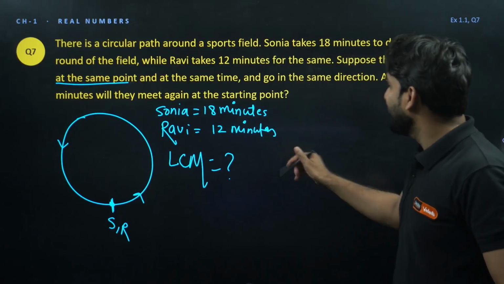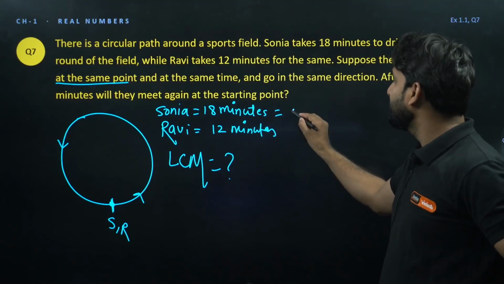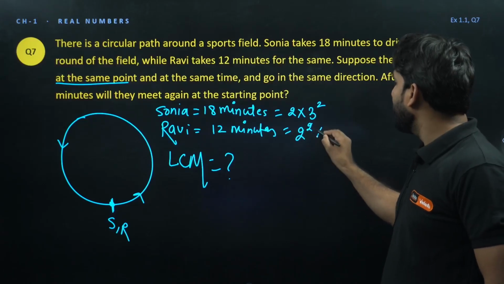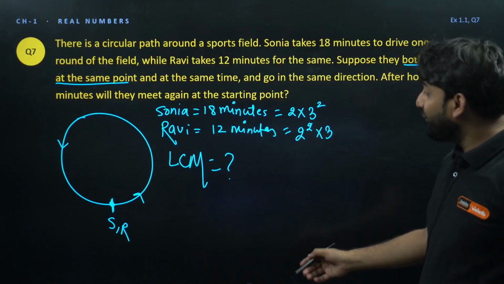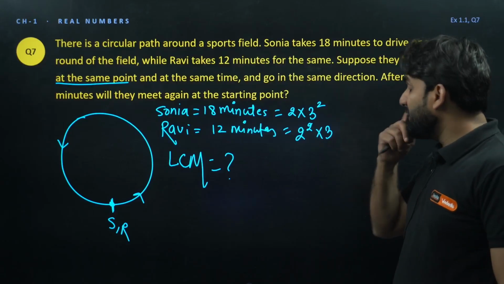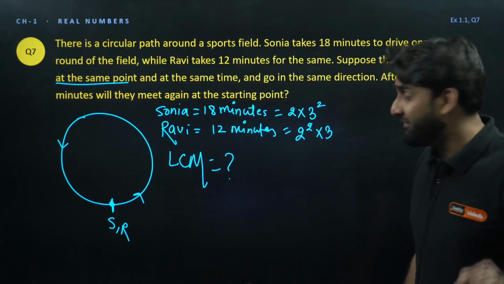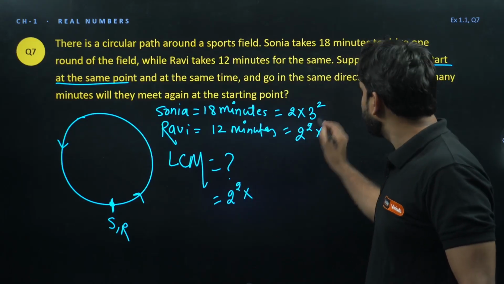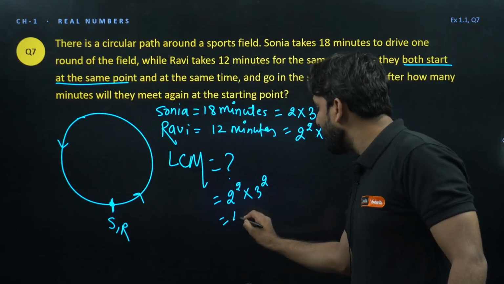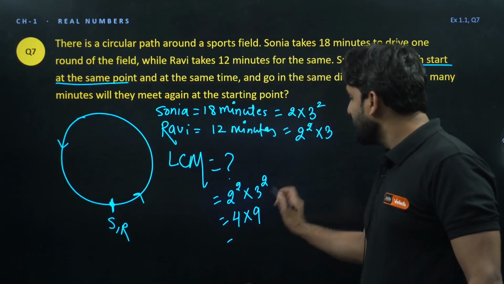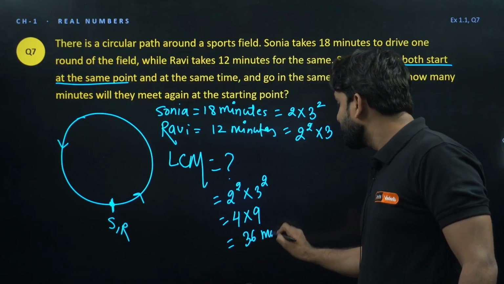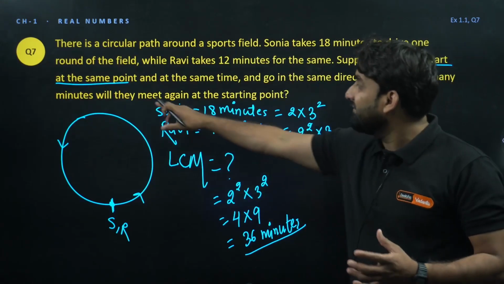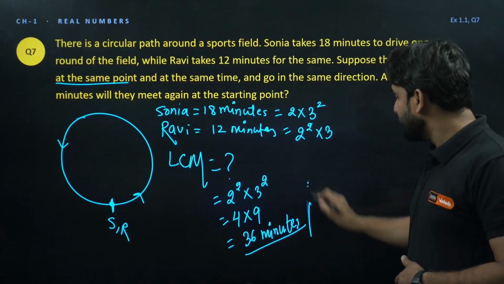This is also a trick. So let's write the prime factors of this. 18 can be written as 2 into 3 square, and 12 can be written as 2 square into 3. Now for LCM, what do we have to take? My dear champion, we all know for LCM we have to take the highest power. For 2, the highest is 2 to the power 2, and for 3 the highest power is 3 to the power 2. So this is 4 into 9. So we have 36 minutes. After 36 minutes they will meet each other again. So this is your answer.